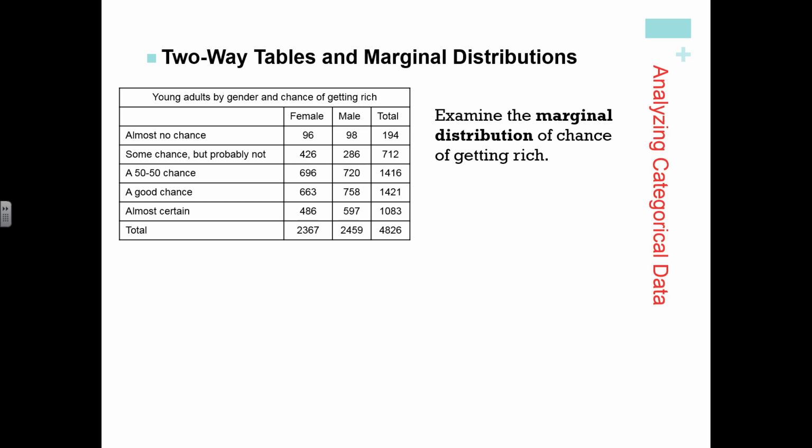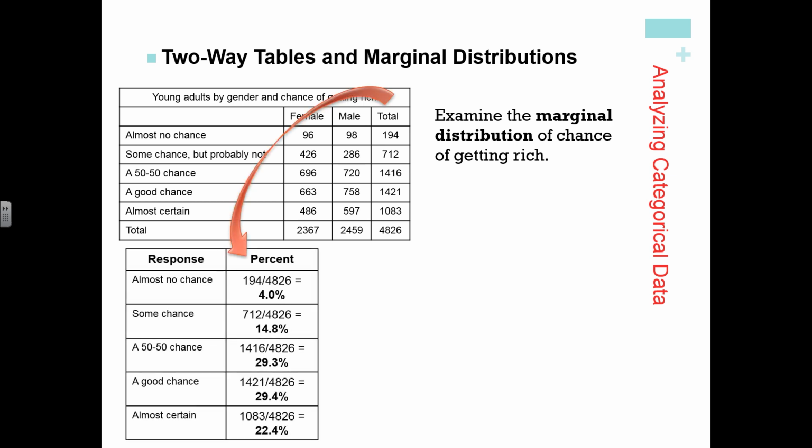So here, using the same example of young adults by gender and chances of getting rich, we're looking at our marginal distribution. Now again, your marginal distribution is your totals. I'm not looking at each individual element. I'm simply looking at your totals. Because these are counts and we don't want counts, we want percents, in order to get that, we're going to take our totals.